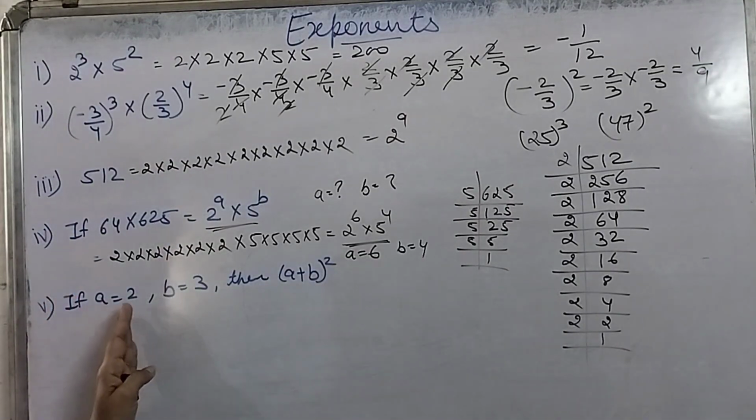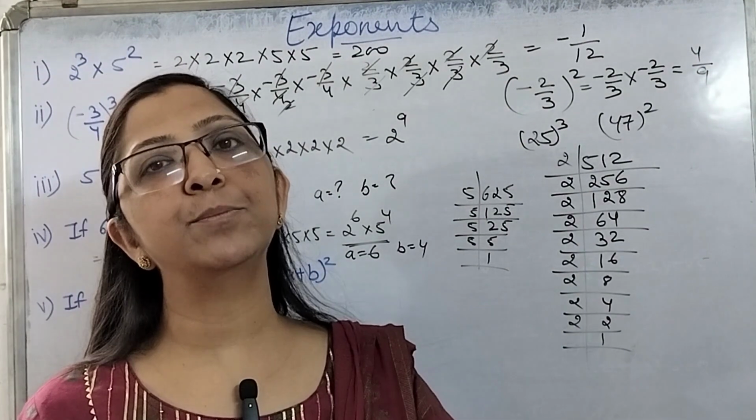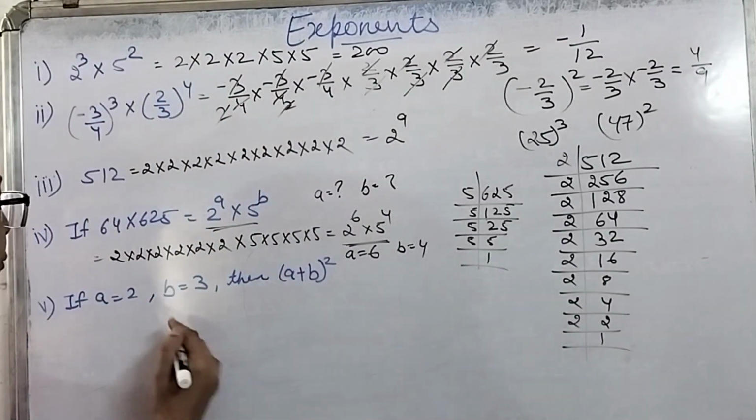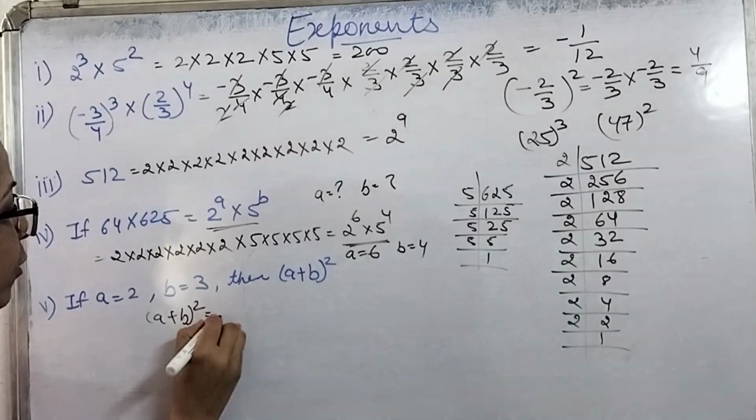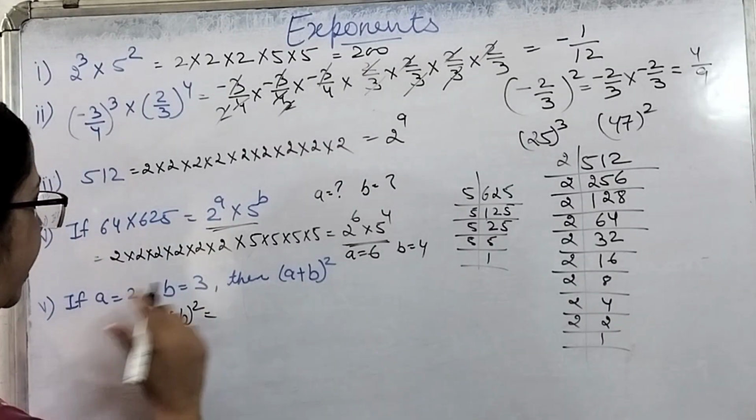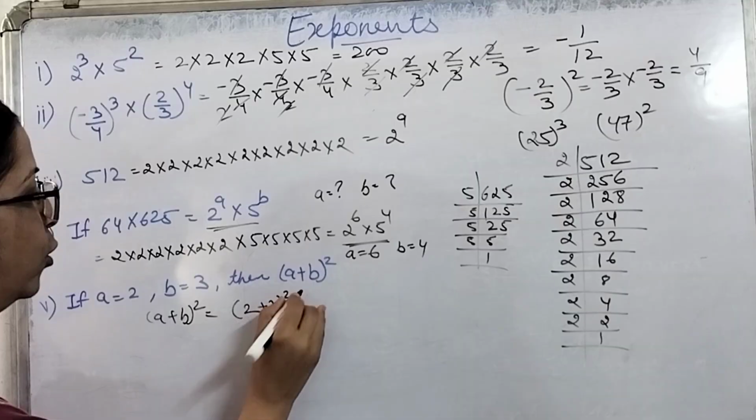Now if a is 2 and b is 3, then what will be the value of (a plus b) whole square? First of all, we have to find the value of (a plus b) whole square. A is 2 and b is 3. So 2 plus 3 whole square.